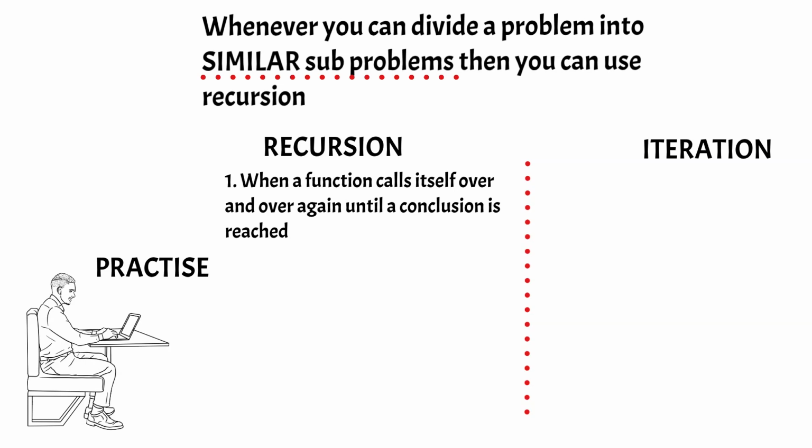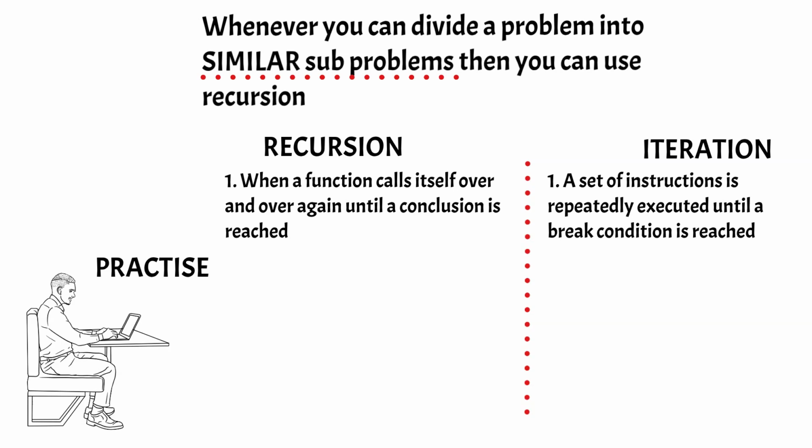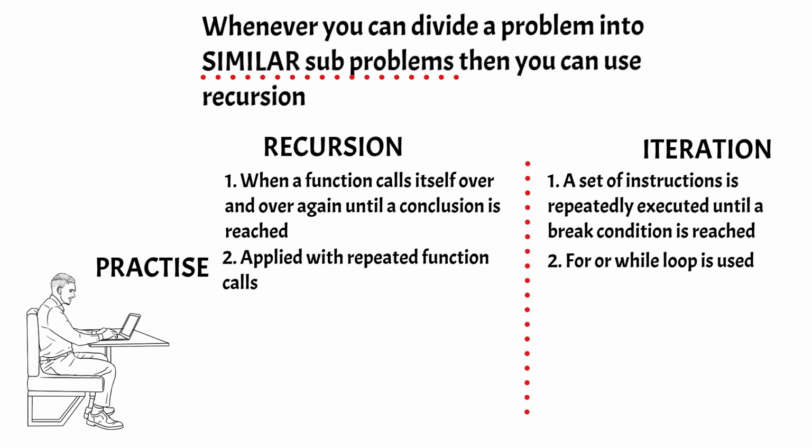Whereas, when it comes to the iterative loop, a set of instructions is repeatedly executed until the break condition is reached. The second difference is, the recursion is applied using repeated function calls, and the iterative loop is applied using for or a while loop. The third difference is, as in both the cases, the number of recursions or the iterations should not go to infinity, we need some condition to break.